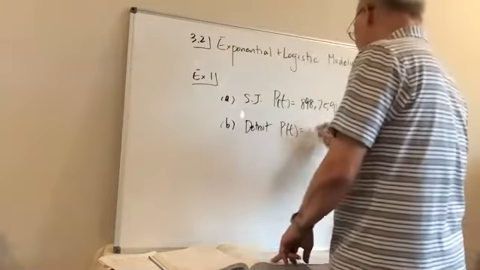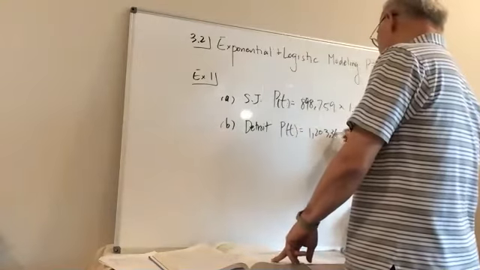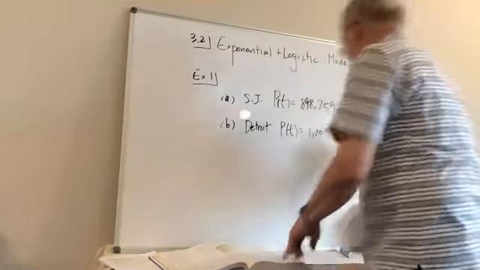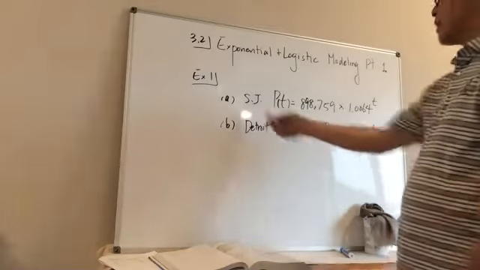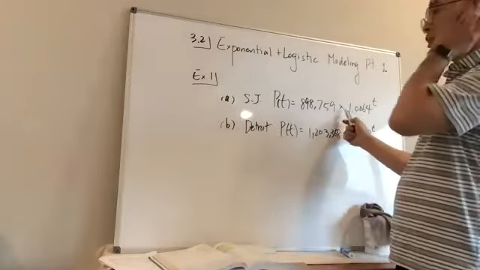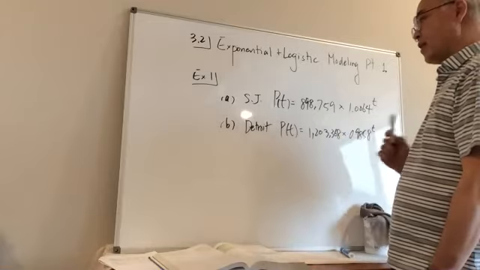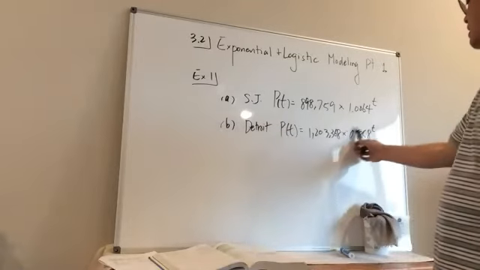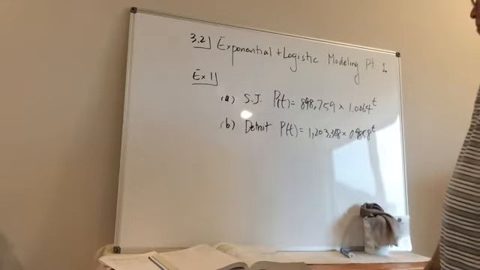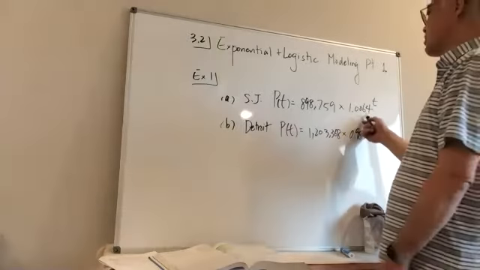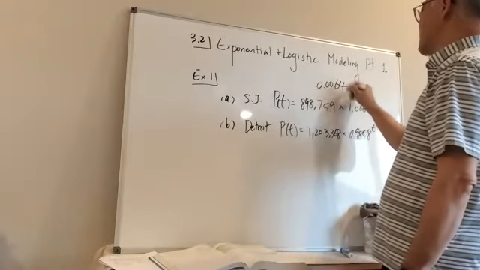Detroit starts with 1.2 million, times 0.9858 to the t. Again, San Jose's population is getting larger because I'm multiplying by a number greater than 1. Detroit's population is decreasing, or decaying away, because I have a number less than 1 here. The rate that San Jose is increasing is 0.64%, because that's what I'm adding all the time.